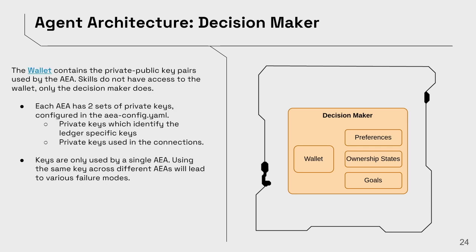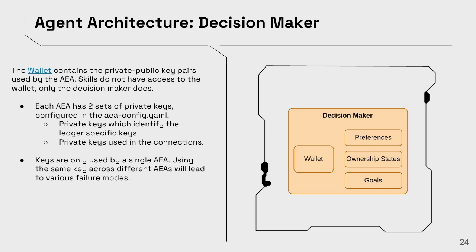The wallet contains the private and public key pairs used by the agent. Again, remember that skills do not have access to the wallet, only the decision maker does. So, if some skill needs to execute some sort of operation that requires using one of the keys held by the agent, it has to do so through the decision maker.